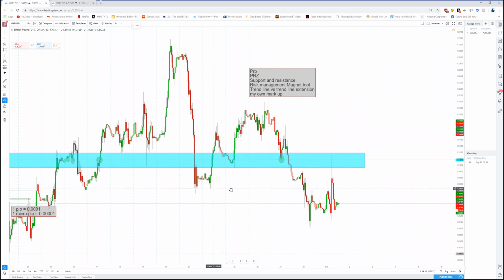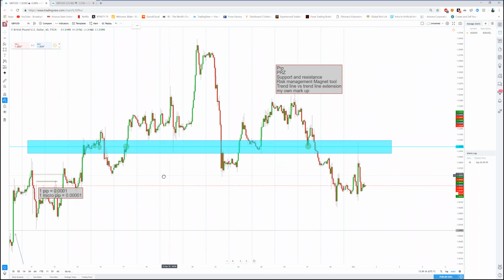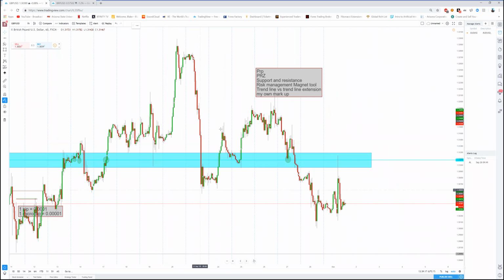So what are you looking for on the PRP and the PRZ? When you see price go into the zone, you're looking for which way it breaks out of the zone. And that is where you can place your buy or sell entry.